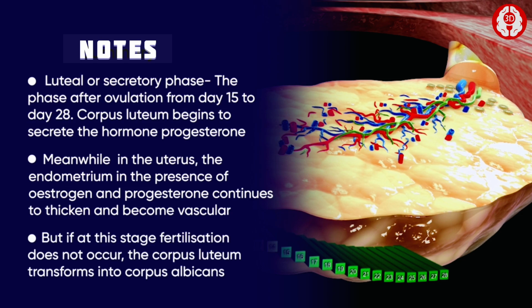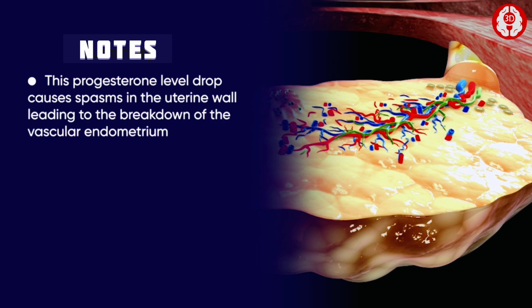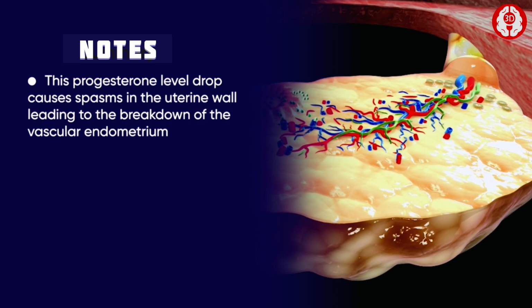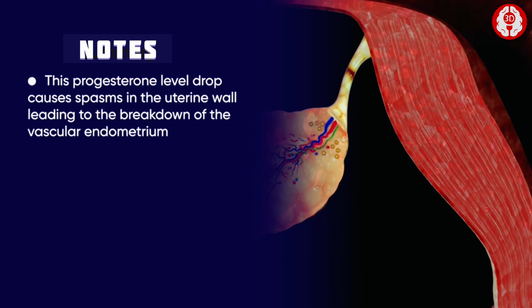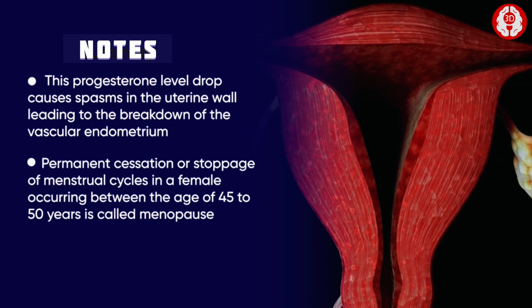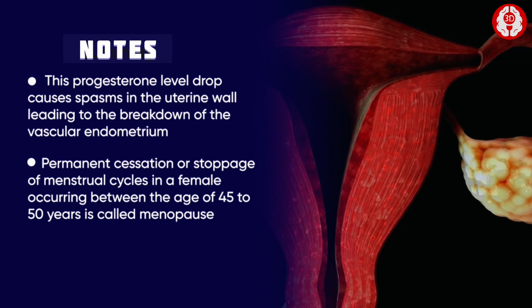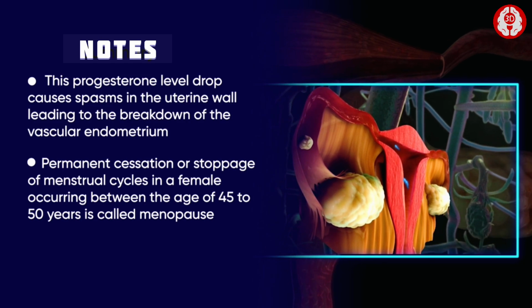But if at this stage the fertilization does not occur, the corpus luteum transforms into corpus albicans, thus drastically lowering the progesterone level. This progesterone level drop causes spasms in the uterine wall, leading to the breakdown of the vascular endometrium. Permanent cessation or stoppage of menstrual cycles in a female occurring between the ages of 45 to 50 years is called menopause.